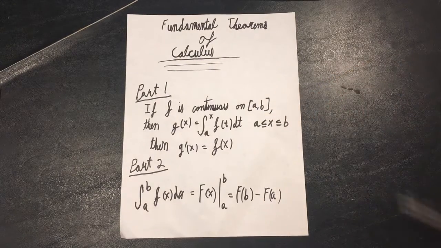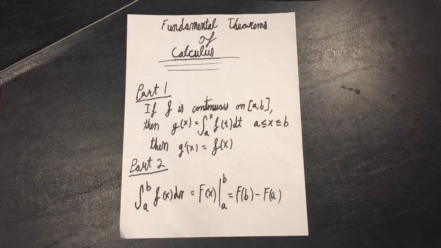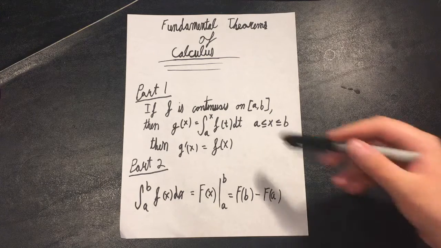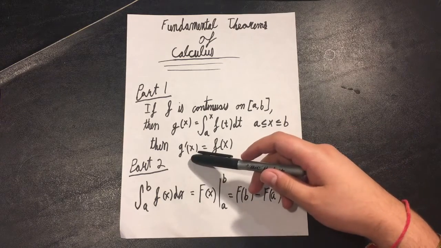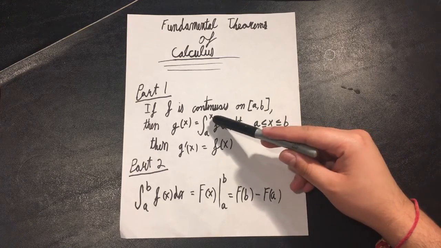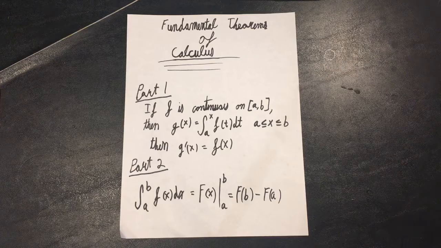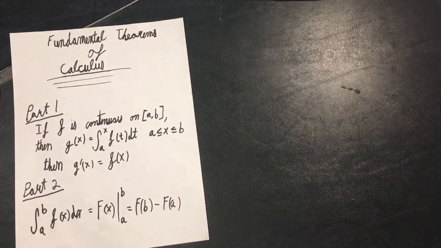So the theorem states that if f is continuous on some interval a to b, then a separate function g of x can be defined as the integral from a to x of f of t dt. The derivative of this, g of x, is simply that variable put into your original function. All right, so simple as that. We're just going to go through a couple of examples that demonstrate this.